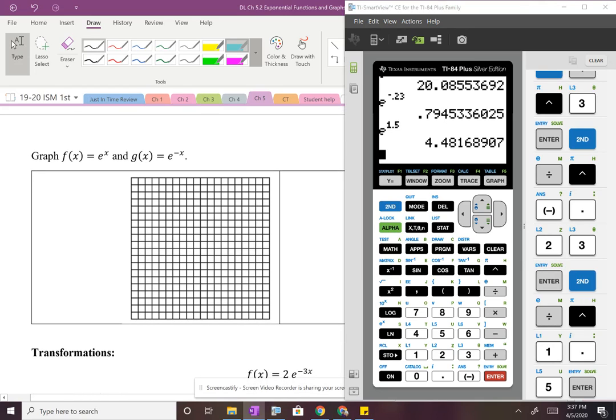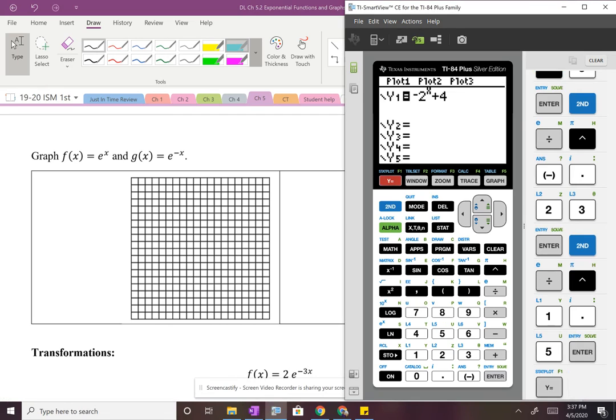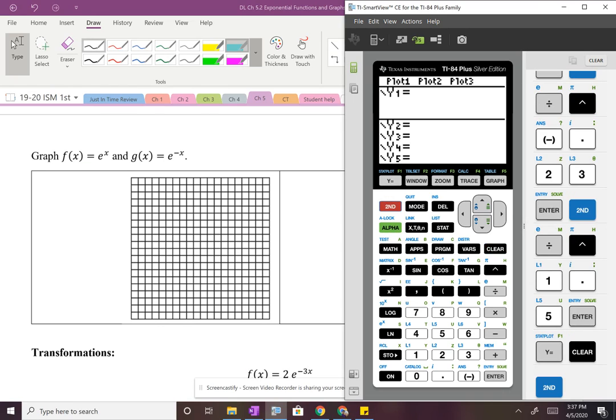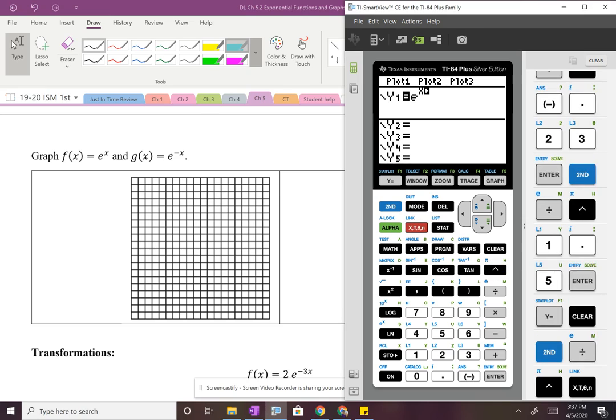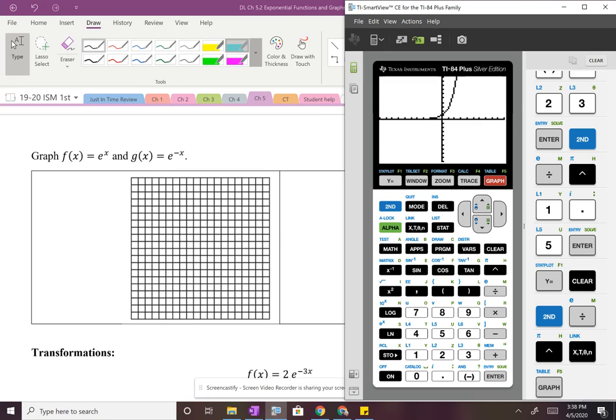So this says graph e to the x and e to the negative x. So I'm going to go to y equals, clear out what I have here. I'm going to graph e to the x power. If I graph this, it just looks like another exponential function, which is true, because really this is 2.718 blah blah blah to the x. So in this case, your base is just e.